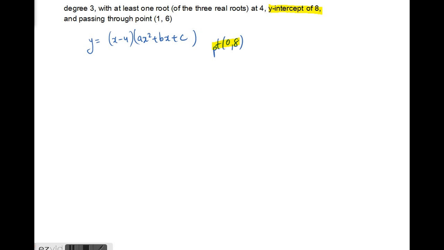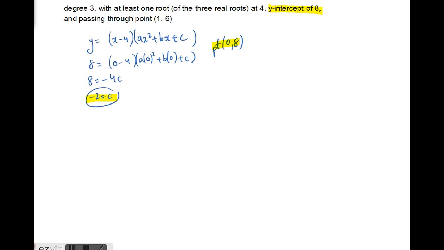So 8 is equal to 0 minus 4, times a times 0 squared plus b times 0 plus c. So working this out, you'll have 8 is equal to negative 4c, or negative 2 is c. So this is a piece of information that came from the information I highlighted in yellow. The next thing I will do is use my other point.